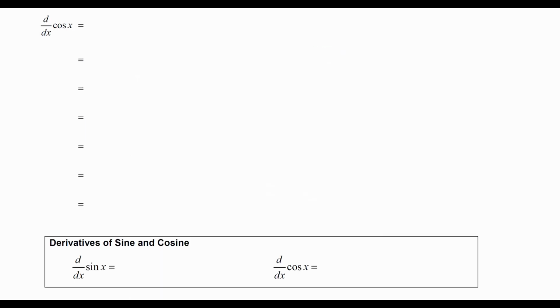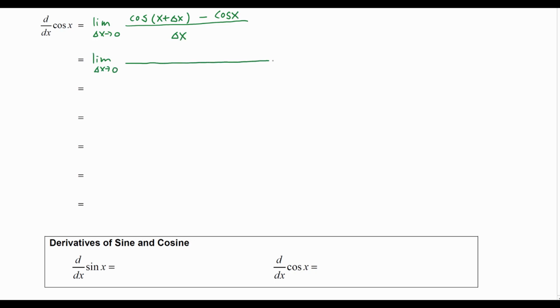Now that we have derived the derivative of sine x, deriving the derivative of cosine x will be a piece of cake. Let's do it again, guys. So the derivative of cosine x is, by definition, the limit as delta x approaches 0 of cosine of x plus delta x minus f of x, which is cosine x, all over delta x.